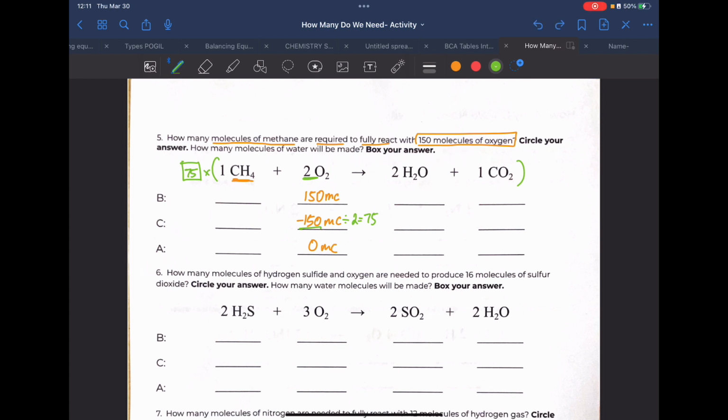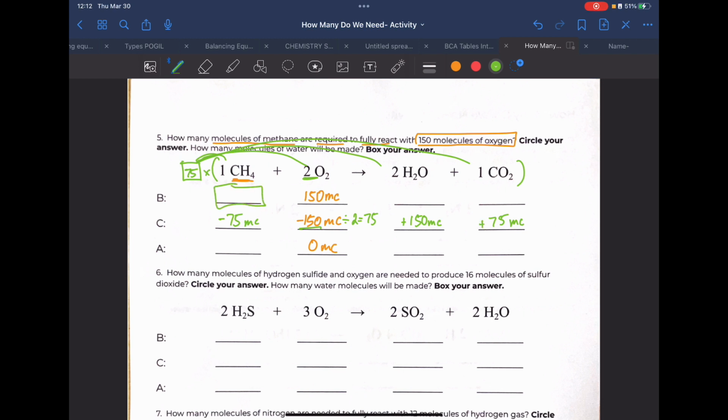If the whole thing's happening 75 times, then I can use that information to figure out how much methane we're going to use and also how much product we're going to make as well. And we do that by distributing that 75 to each of my coefficients in the chemical equation. So 75 times 1 is 75. I'm going to use up 75 molecules of methane to do the reaction 75 times. And I'm going to make 150 molecules of water, as well as 75 molecules of carbon dioxide.